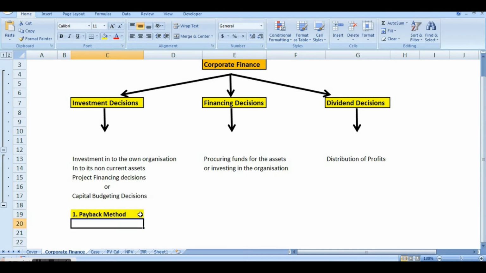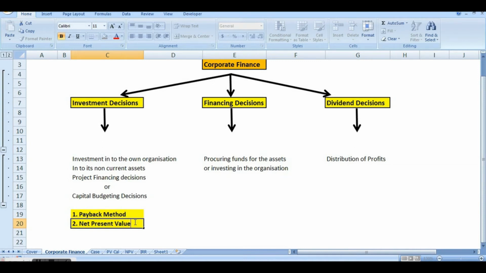The second method that we are going to study is net present value or discounted cash flow method. It is popularly known as the discounted cash flow method. Now, what does it do? Under this method, you calculate the present value of the inflows that you are going to have from the asset when you start using the particular asset or machinery.